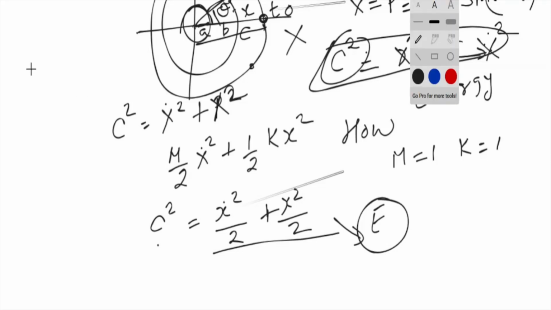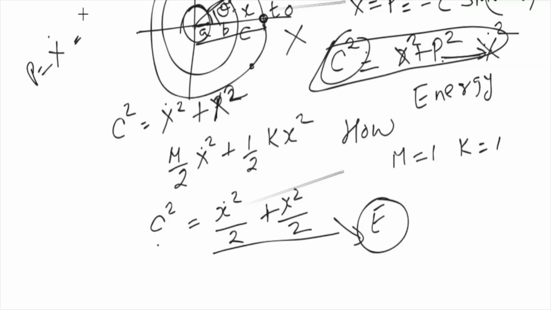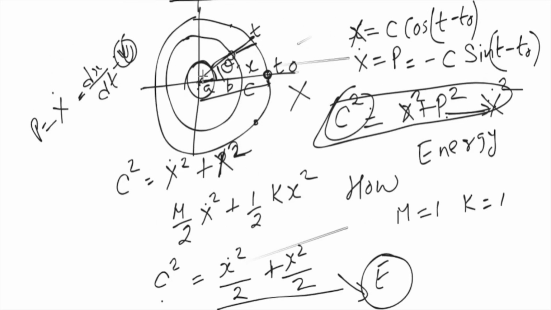If p is 0, and what is p? p is x dot, and what is x dot? dx upon dt. And what is dx upon dt? It is velocity. So if x is maximum, v is 0, velocity is 0, and when x gets to 0, at this point where x is 0, your particle is moving with the most rapid momentum. So from this we found this.